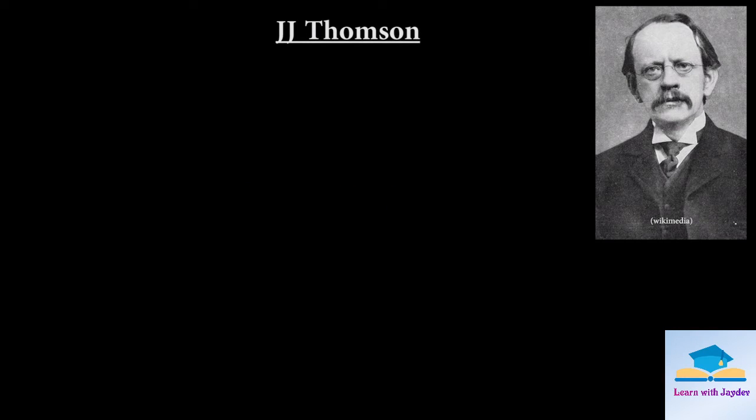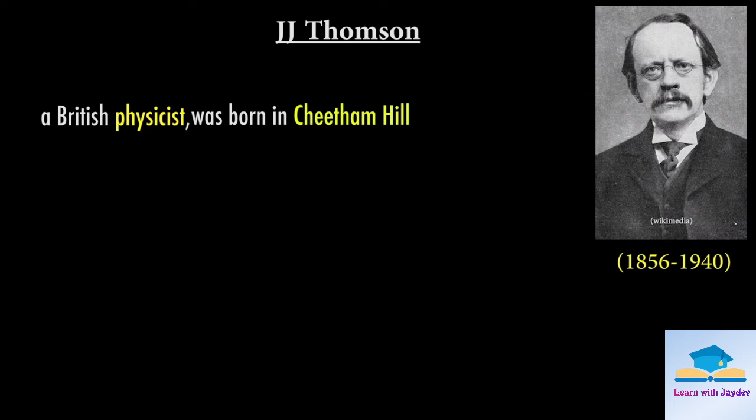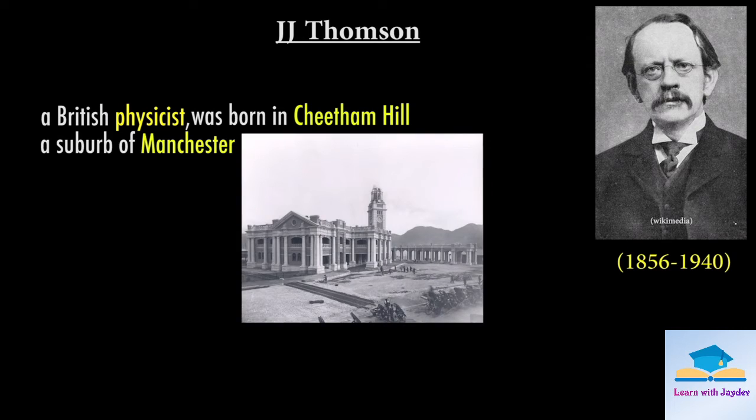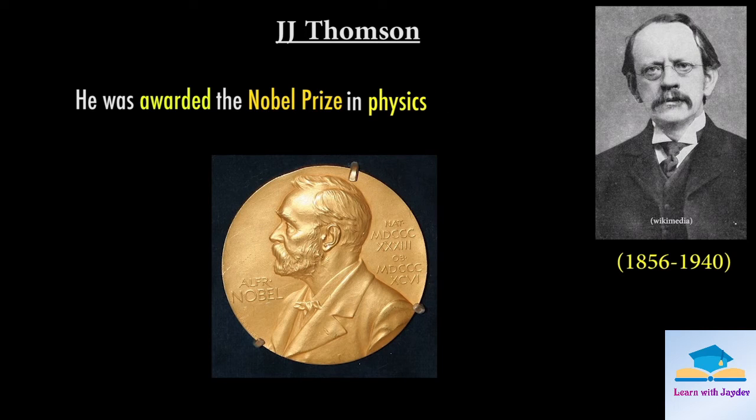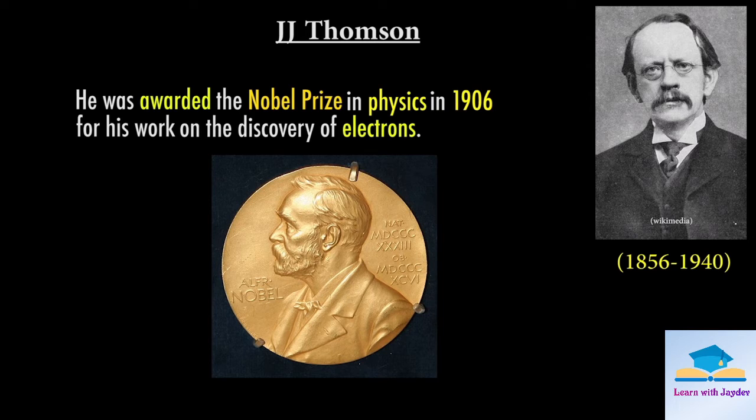J.J. Thomson, 1856 to 1940, a British physicist, was born in Cheetham Hill, a suburb of Manchester, on 18 December 1856. He was awarded the Nobel Prize in Physics in 1906 for his work on the discovery of electrons.